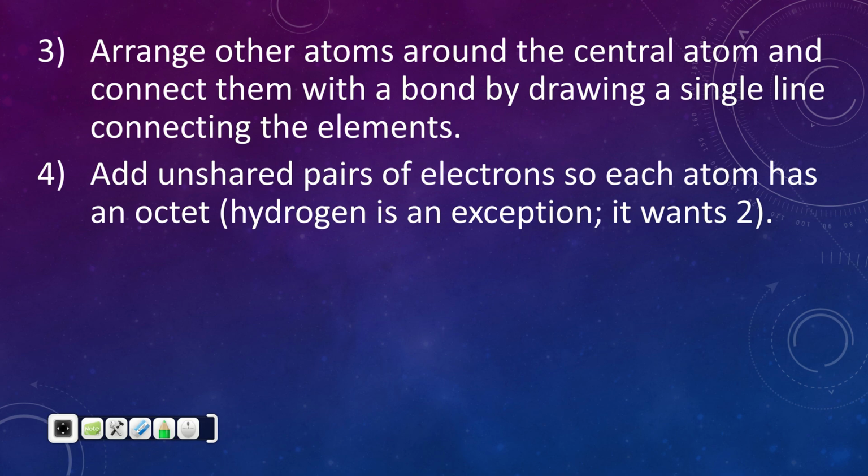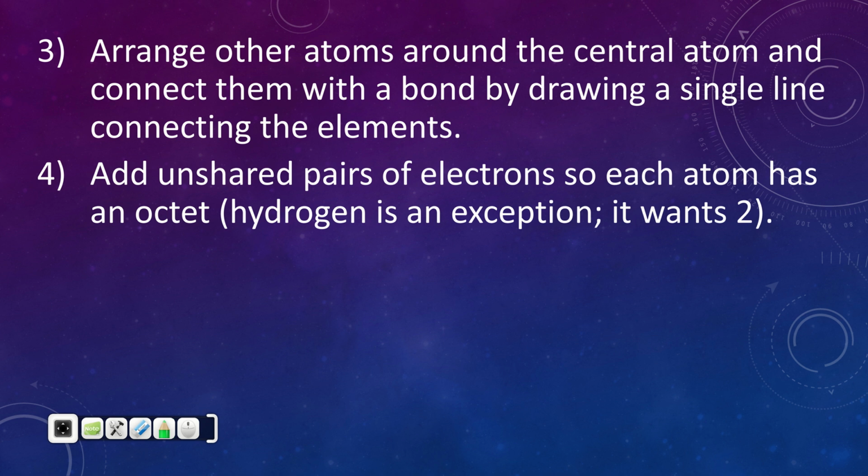The only exception to this is hydrogen. Hydrogen only needs 2 electrons to get a full outer energy level, so it doesn't follow the octet rule in the way of 8. It just needs 2. So you'll see in a moment when we have hydrogen, we just connect a line to it, and then you're done. You don't need to draw any additional dots.